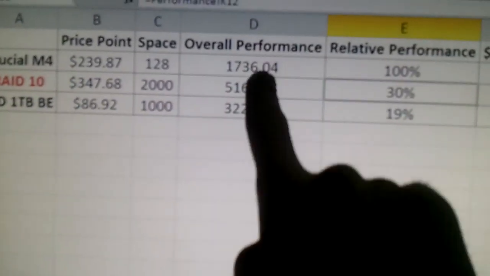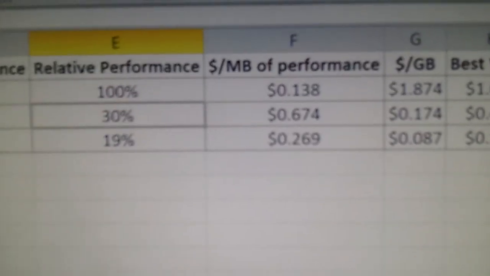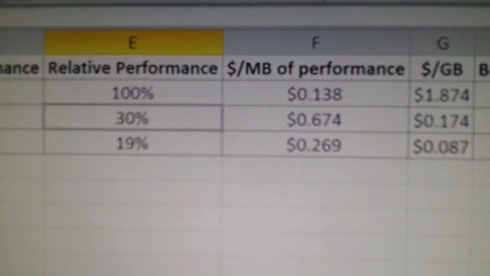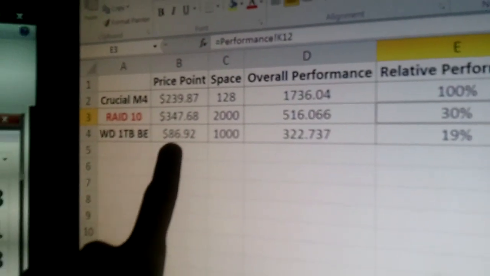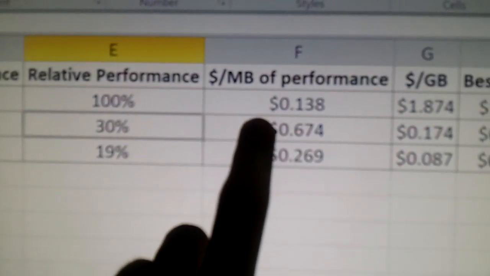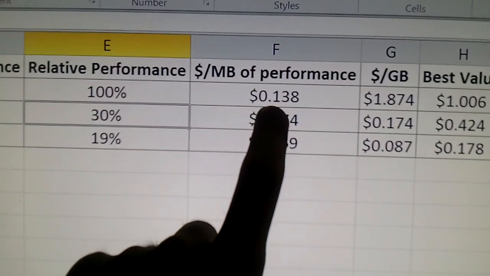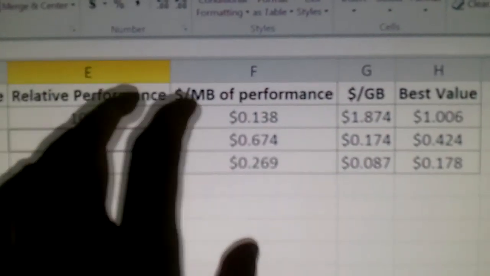This is again the overall performance and relative performance. What does that mean? How much am I getting, how much am I paying per MB of performance? So remember these figures, I paid this much for the configurations and I got this much. So in comparison, I pay 0.1 of a dollar per MB of performance. So I only pay 0.1 to get that performance.